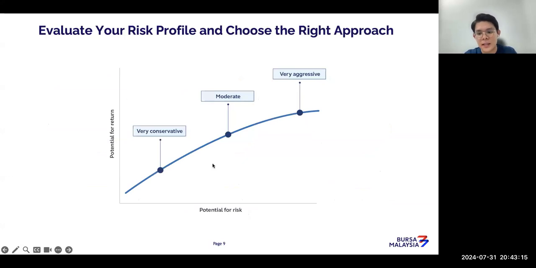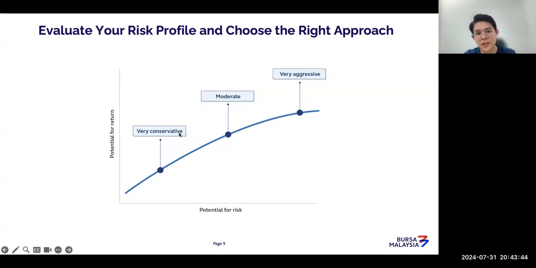So you can see here, this is the curve between risk and return. Basically, risk and return are directly related, as shown here by this curve. Higher risk usually means higher potential return, but it will also result in greater volatility.